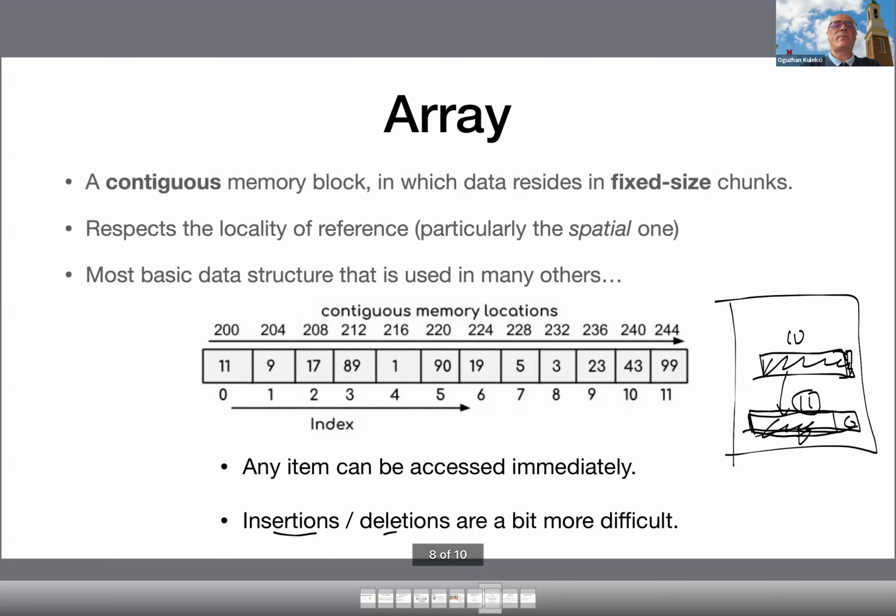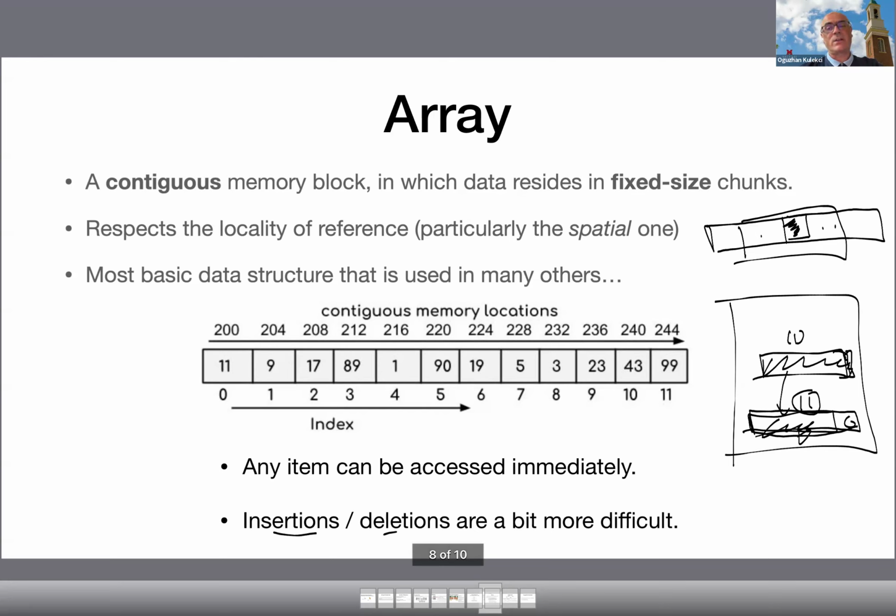So it respects the locality of reference a lot, particularly the locality of reference in space. Let's have a couple of words here. Why? Because you are maintaining an array, and let's say this is an array of student IDs, student cards, whatever. Remember the locality of reference. Locality of reference says if you are accessing this position, then you will be accessing the positions near the recently accessed one very soon.